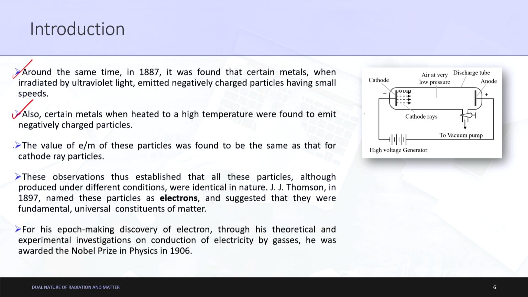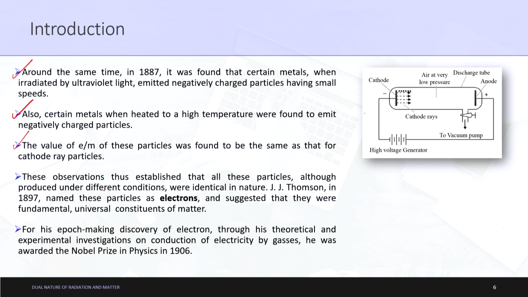So, the value of e by m for these particles was found to be the same as that of cathode ray particles. So, what we got to know is that the value of e by m is the same. Why is it the same? Because even in the cathode ray experiment, the thing which was evolving was negatively charged electron particles only. e by m was always constant for those charged particles, and for these negatively charged particles also the value of e by m is the same. Because the particle is the same, that is why.